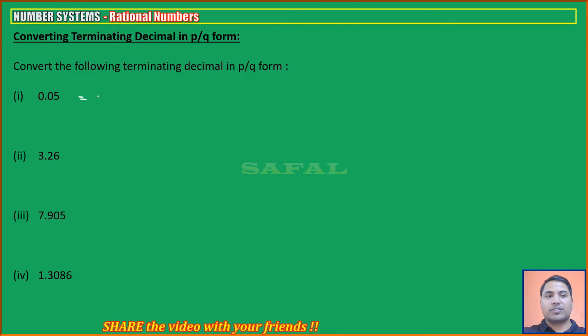So to represent a terminating decimal in P by Q form, it's very simple. What you do is, you write the number as it is. Forget the decimal, and whatever 0 is there, you write the number as it is without the decimal. Now for the decimal you put 1 in the denominator and then you count the digits after the decimal. So how many? I can see 1 and 2 digits. So that means 2 zeros I need to put. So 5 by 100, or in simplest form I can write 1 by 20.